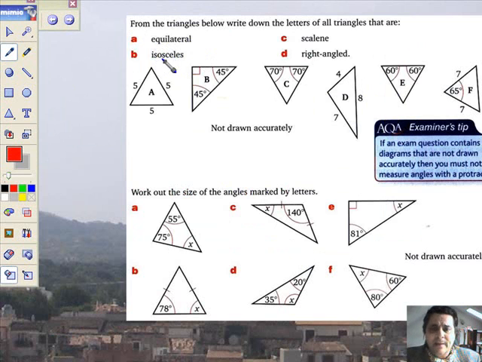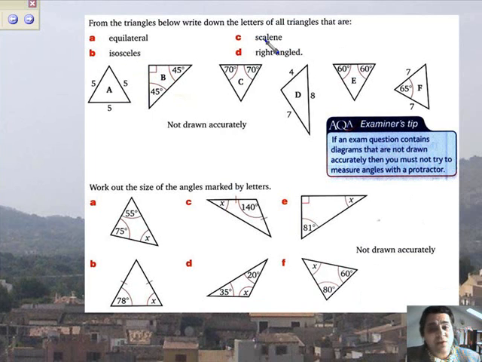Isosceles triangles: two angles the same and two sides the same. Scalene triangle: all three angles different, all three side lengths different. Right angled triangle: got to have a 90 degree angle in it somewhere. It could also be scalene and right angled as well, but essentially to be right angled you have to have a 90 degree angle. So here we go.